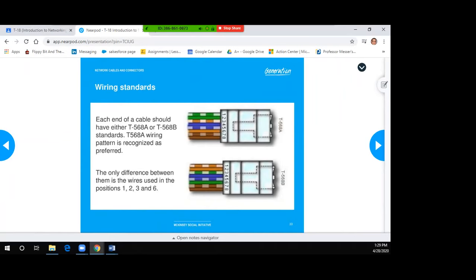Wiring standard, you have your A and you have your B. The main difference here is knowing where the greens are and where the oranges are. At all times, before you go with any color, you start with the white guy. So it's either white green or white orange. So the first one, which is A, you have white green, green.